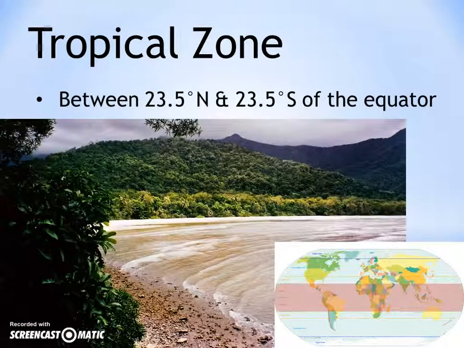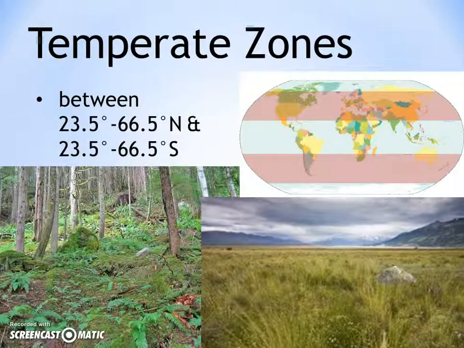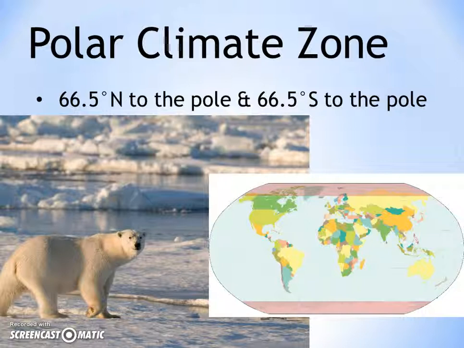So let's talk about the tropical zone first. Again, it's between 23.5 degrees north and 23.5 degrees south of the equator. You can see that especially defined here in the image at the bottom where that whole red section, that is your tropical zone. Your temperate zone, that's again between 23.5 and 66.5 north and south of the equator. Again, that's represented by the red zone you can see in the image here. And the polar climate zone, 66.5 degrees north to the pole and 66.5 degrees south to the pole. Again, you can see that in the red portion of the image. So very little is actually in the polar zone.